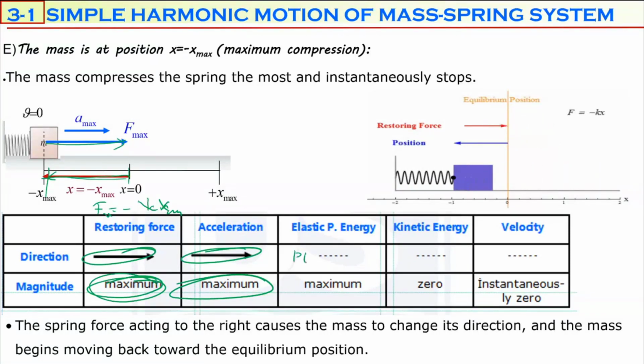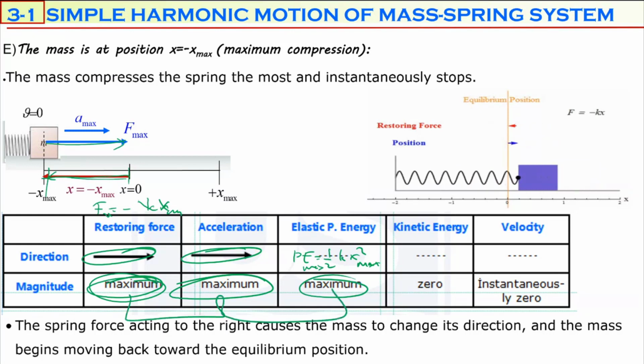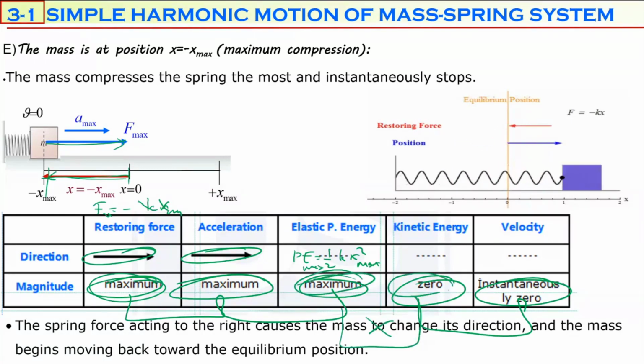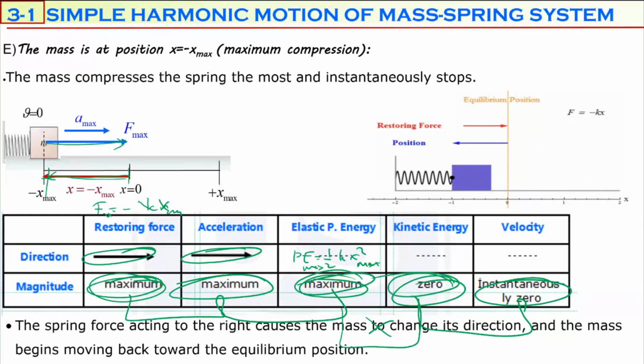According to the elastic potential energy equation, 1/2 kx squared, at maximum compression, elastic potential energy is also maximum. These three are maximum. But what happens at that position? The object stops. At maximum compression, the mass stops. If the mass stops, its velocity is zero. If velocity is zero, its kinetic energy is zero. These two are zero. So again, potential energy and kinetic energy change inversely. As elastic potential energy gets maximum, kinetic energy gets zero.